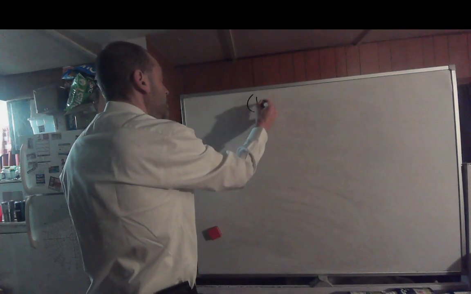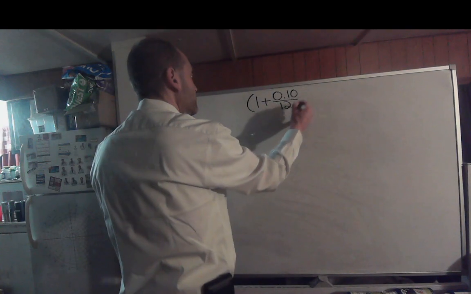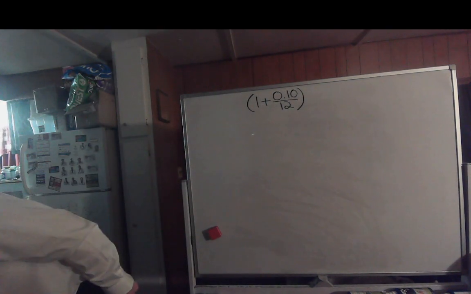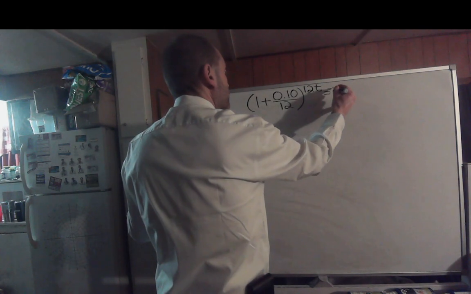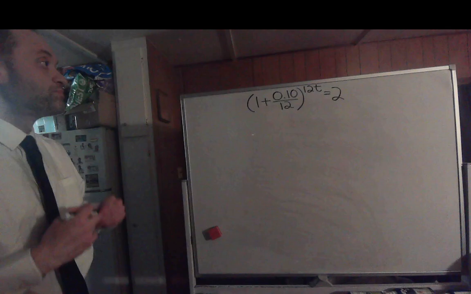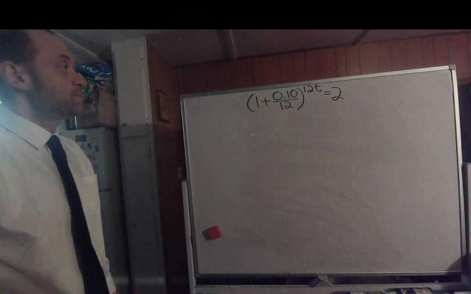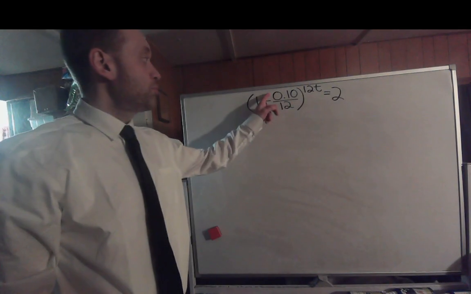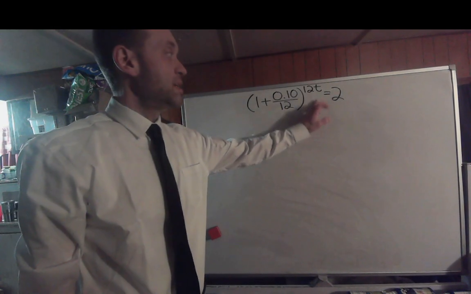Alright, change it up again a little bit. So we're going to have 1 plus 0.10 all over 12, raised to the 12t power, set equal to 2. So this is not going to be fun. So we have 1 plus 0.10 all over 12. That whole quantity raised to the 12t power equals 2.